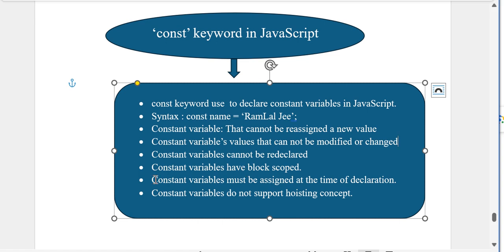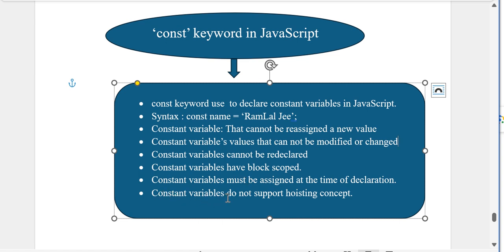Sixth, seventh point: a constant variable must be assigned at the time of declaration. That means if you are going to declare it, you have to assign the value, otherwise it will throw an error. I will show you in the console just after discussing this point. So constant variables must be assigned at the time of declaration. You cannot declare and then assign afterwards, because that will throw the error.